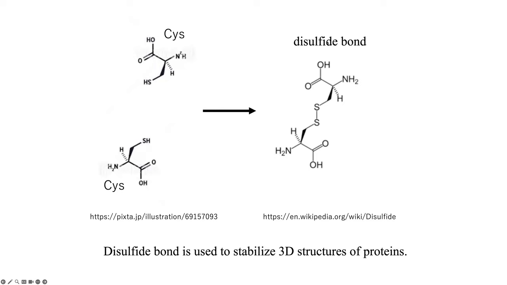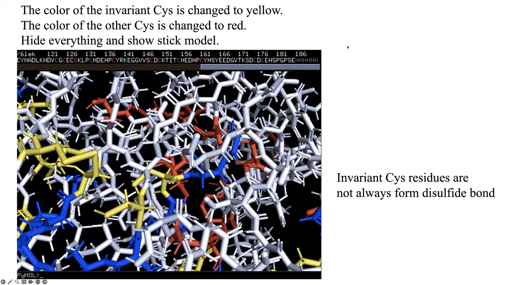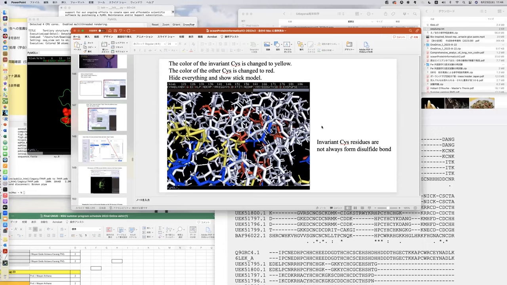And proteins maintain their three-dimensional structure by forming disulfide bonds. But we mapped the invariant cysteine residues on the three-dimensional structure, and we found that the invariant cysteine residues do not always form disulfide bonds. Okay, I think it is better to map.